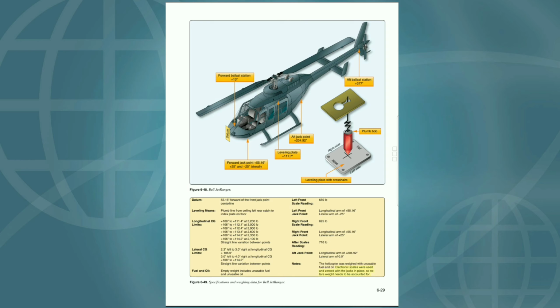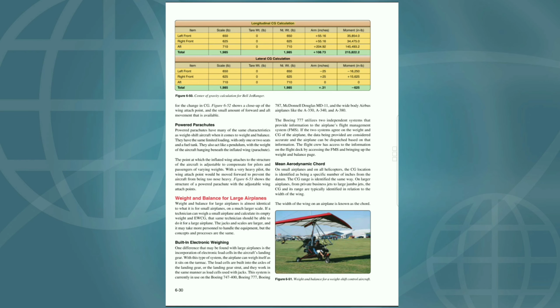Electronic scales were used and zeroed with the jacks in place, so no tare weight needs to be accounted for. Figure 6-49. Specifications and weighing data for Bell Jet Ranger. 6-29. Longitudinal CG calculation. Item, scale weight in pounds, tare weight in pounds, net weight in pounds, arm in inches, moment in inch-pounds.